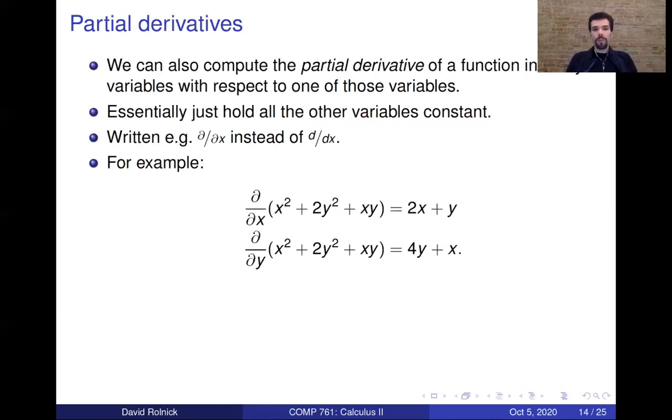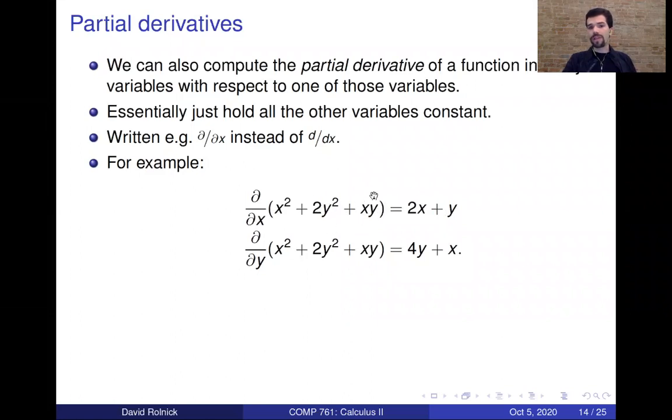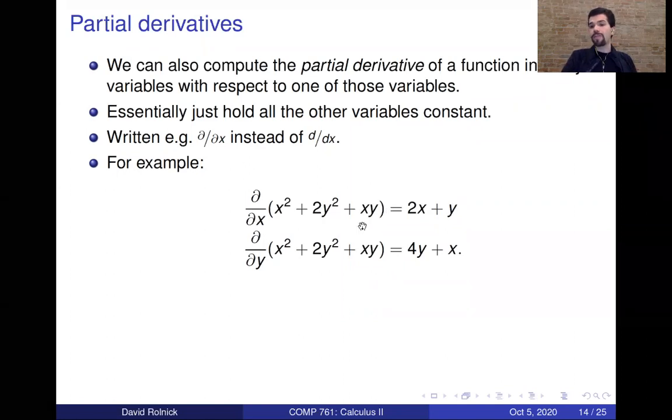Okay, for example, the partial derivative of this with respect to x is 2x plus y, because the partial derivative of this with respect to x is 2x. Treating y as a constant, this is just the derivative of a constant, so that's zero. Treating y as a constant, the derivative of x times y is just y, because any constant times x, if you take the derivative, is just that constant.